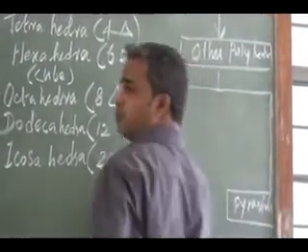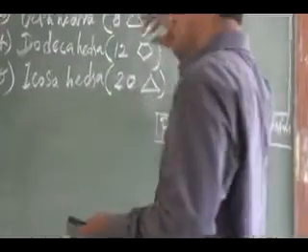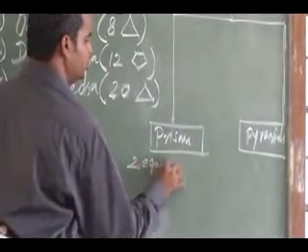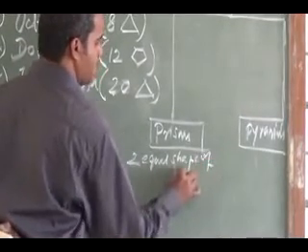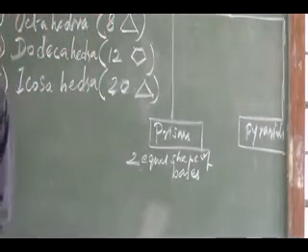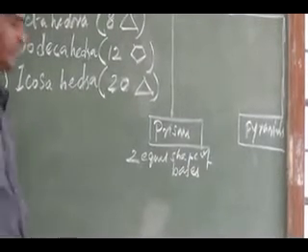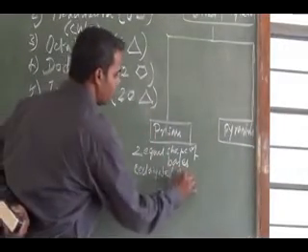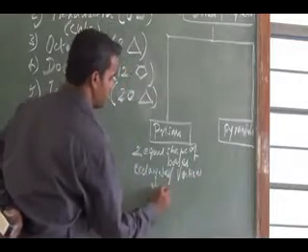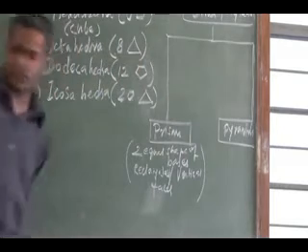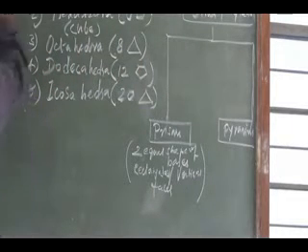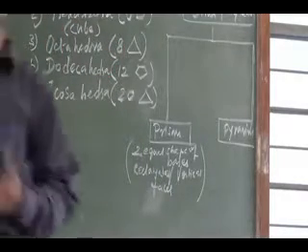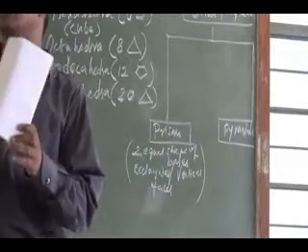In prisms, see here, prisms will have two equal size and equal shape bases, and they will have rectangular or vertical side faces. Prisms will be named after the shape of the base.